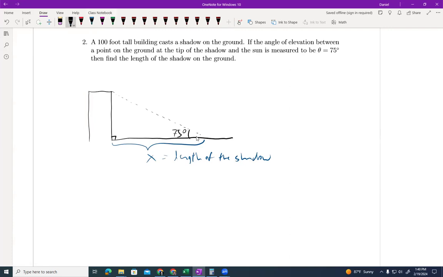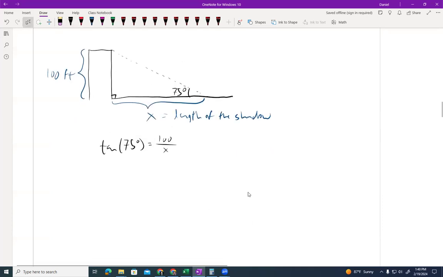Okay, so we know that the building is 100 feet tall, so then this distance right over here is 100 feet. All right, so then we have all the things we need in order to compute x. Now I'm going to use tangent because we know the opposite side and we want the adjacent side, and we know the angle. So tangent of theta, here 75 degrees, is equal to opposite over adjacent, right? We have 100 over x. And now we need to solve this equation. Now, in order to get x out of the denominator, I've got to multiply both sides of the equation by x. So let's do that.